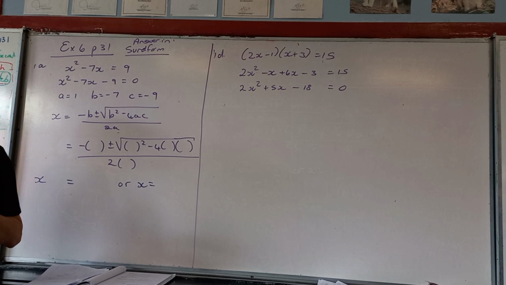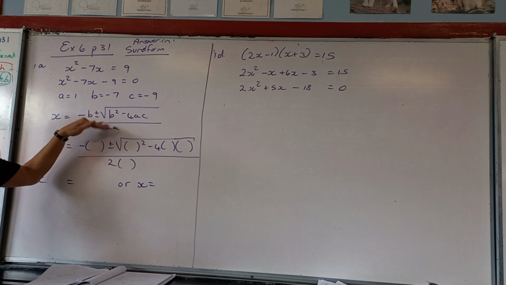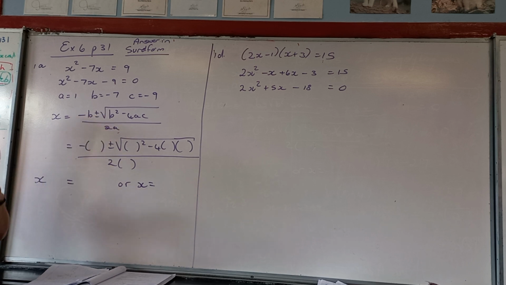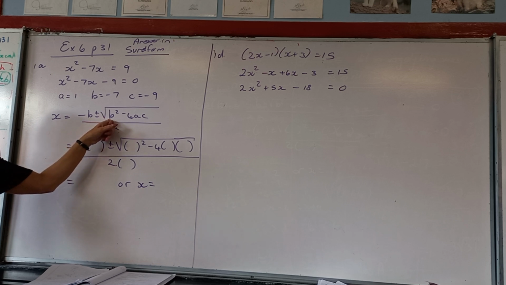So the general rule is get it equal to 0, try to factorize. If you can't, use the formula. Generally, that's your go-to. So if there are no factors, we go for the formula, which you must now know off by heart after today, which is minus b plus minus square root of b squared minus 4ac over 2a.